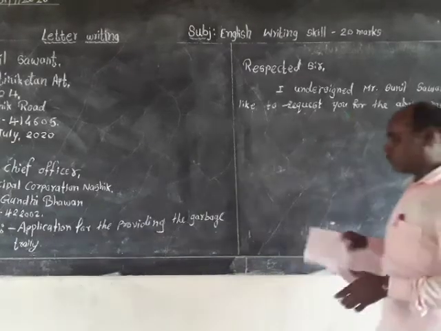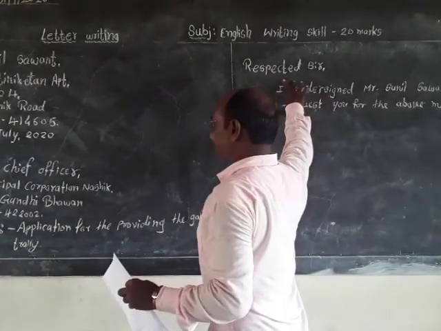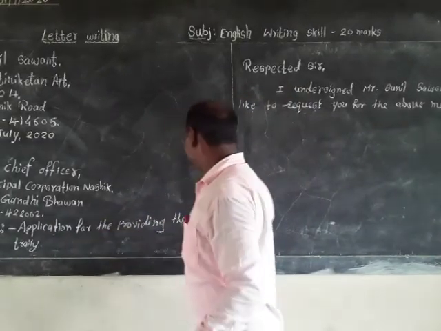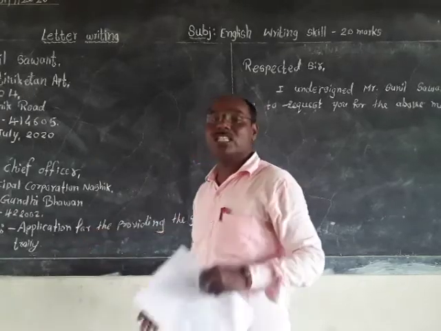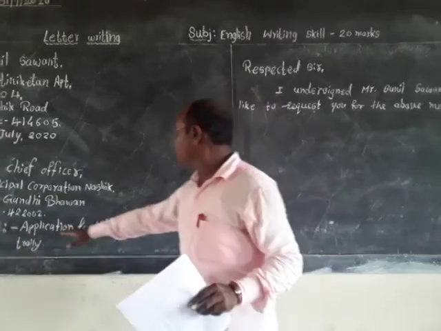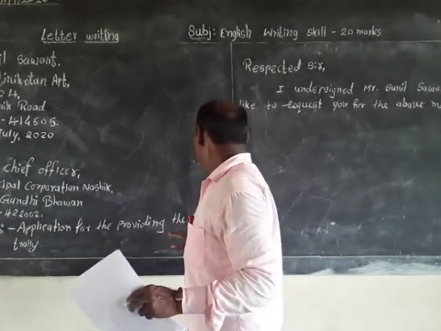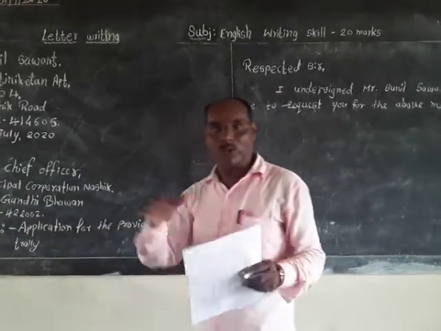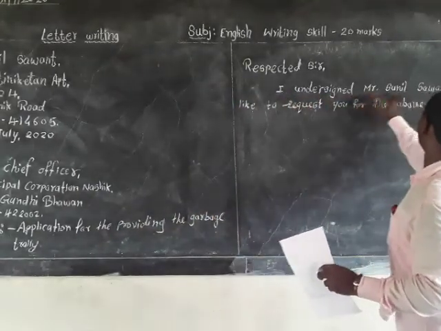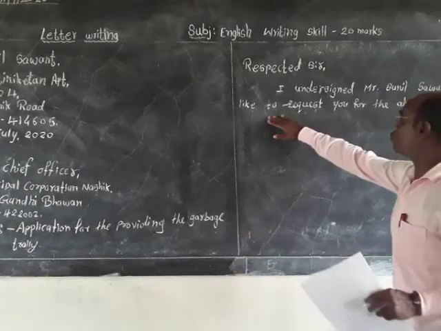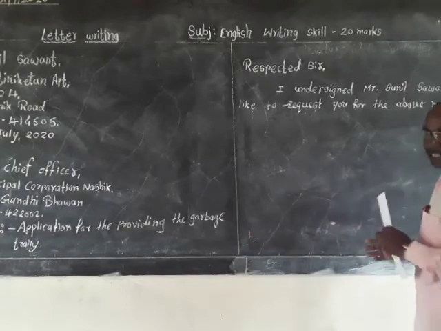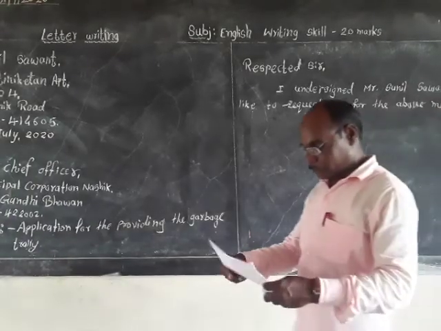The first paragraph is written about the subject, that is, the reason I am writing this letter. The subject was application for providing the garbage trolley, or whatever it may be. So here it is written: I, the undersigned, Mr. Sunil Sawant, would like to request you for the above mentioned subject.